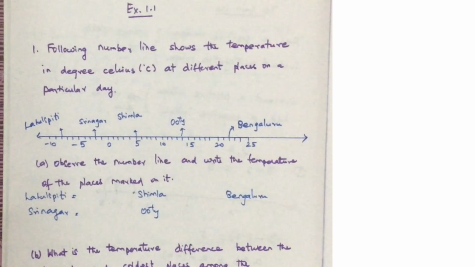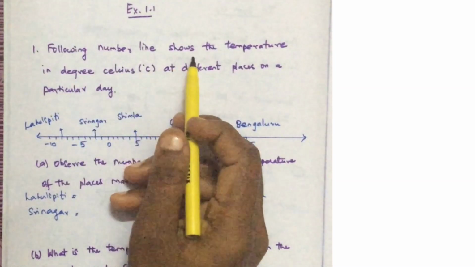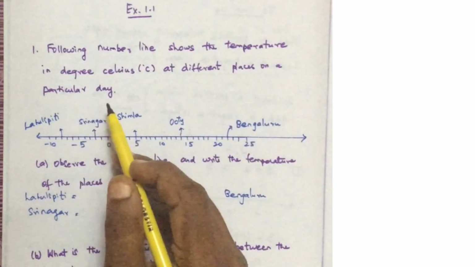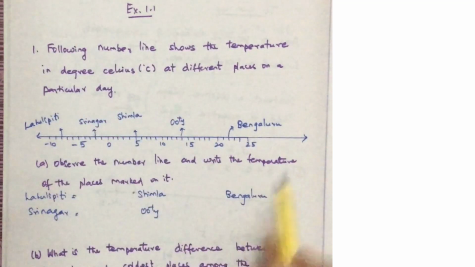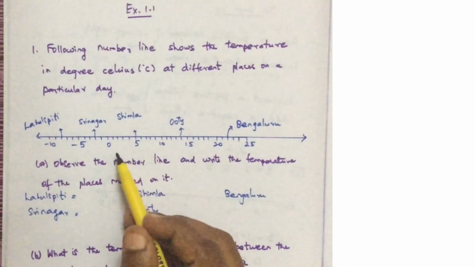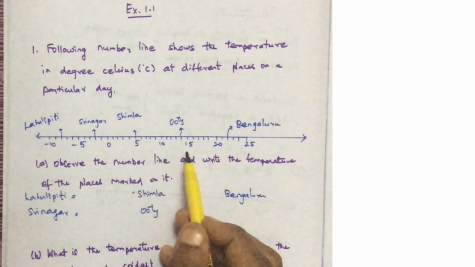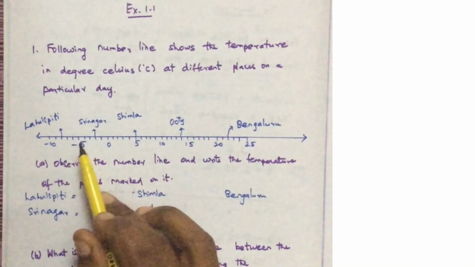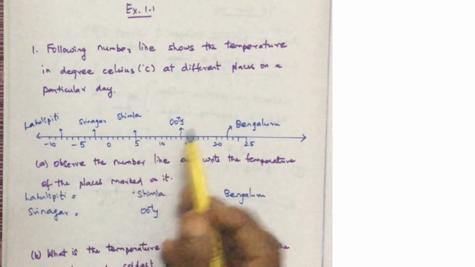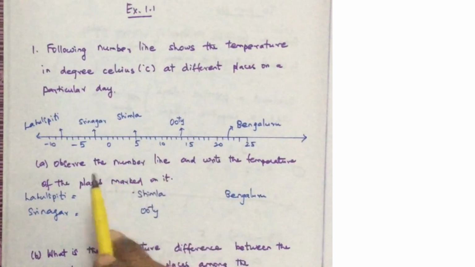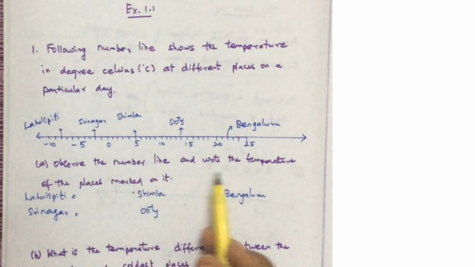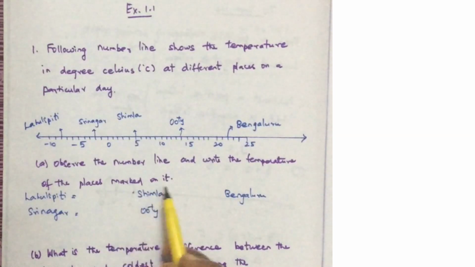The first problem is: the following number line shows the temperature in degrees Celsius at different places on a particular day. This is the number line. It starts here at 0, 5, 10, 15, 20 and 25. Here it is minus 5 and minus 10. So they have given the temperature of different places in degrees Celsius. The first question is, observe the number line and write the temperature of the places marked on it.